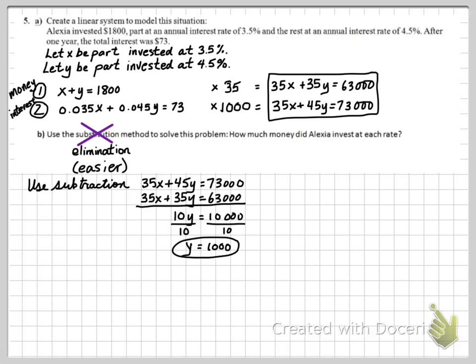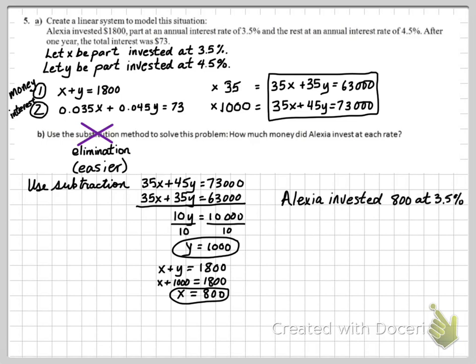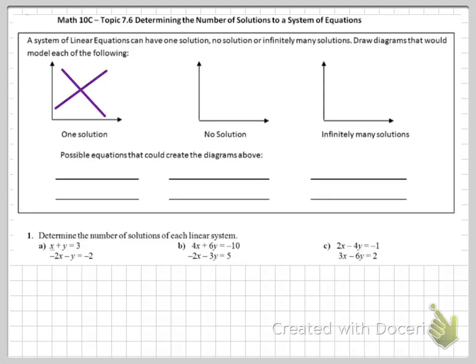Y is the part invested at 4.5%. But since x plus y is 1,800, and y is 1,000, you can figure out pretty easily that x is 800. Be careful here that you don't move off until you answer the question. And the question is, how much money did Alexia invest at each rate? So you have to say that Alexia invested $800 at 3.5% and $1,000 at 4.5%.